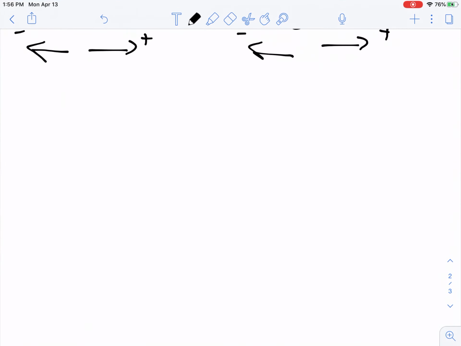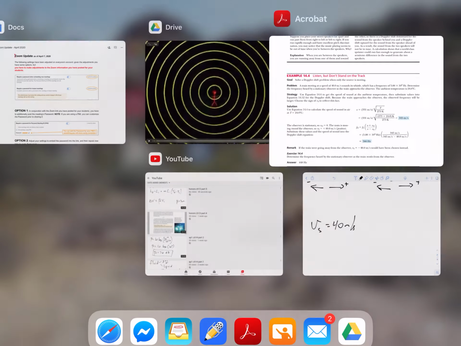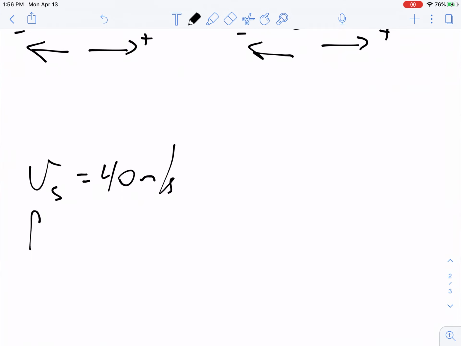So the velocity, we'll draw a picture here in a second. I'm going to get some numbers here. The velocity of the source is 40 meters per second, okay? And its frequency is 500 hertz. So the frequency of the source is 500 hertz, okay?